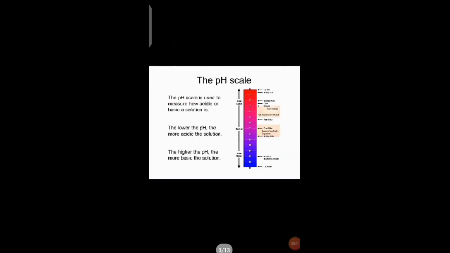Today I am going to explain to you the concept of pH, what do you mean by pH. pH is used to measure how acidic or basic a solution is. The lower the pH, the more acidic the solution. The higher the pH, the more basic the solution. Means if the pH is below 7, it is more acidic, and if it is above 7, it is basic, and at 7 it is neutral.